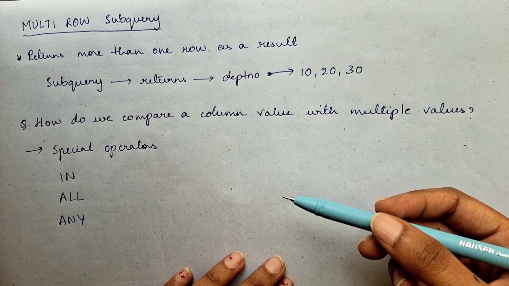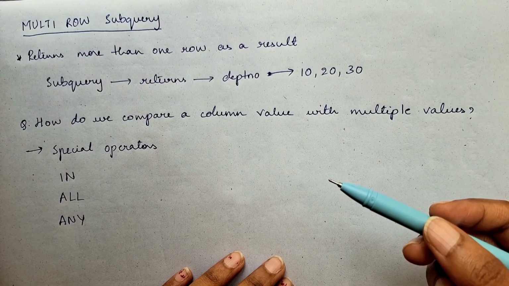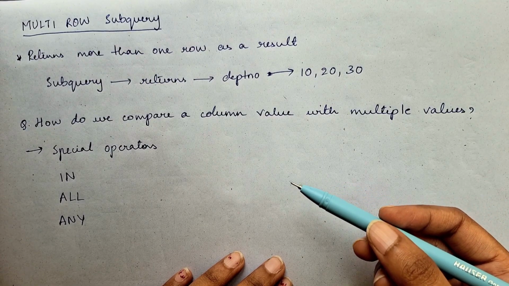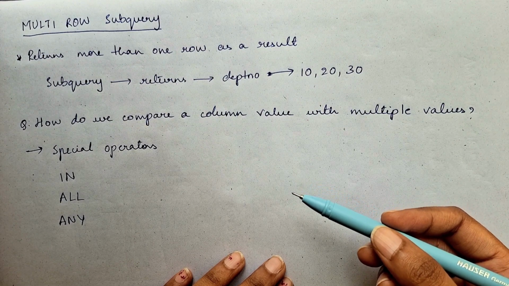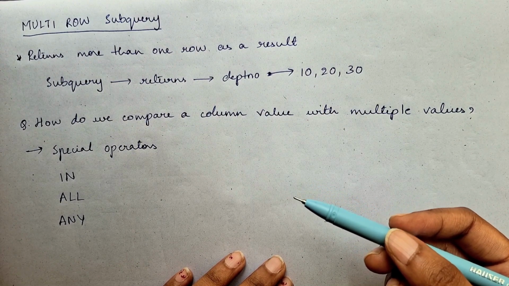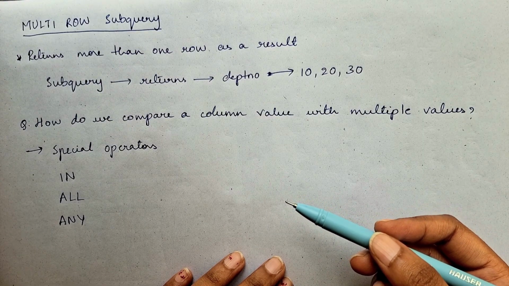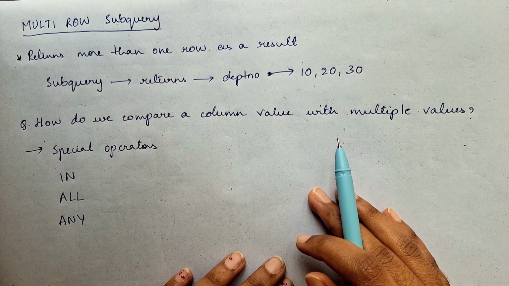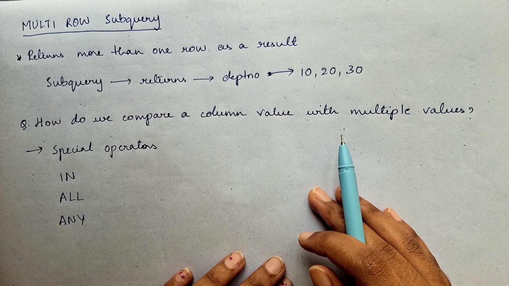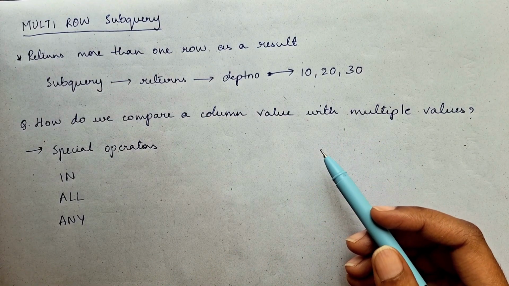A single row subquery returns only one value. Because it returns only one value, we can easily compare it using operators like equals, greater than, less than, greater than or equal to, less than or equal to, and even not equal to. For example, we can compare a column value with the single value returned by the subquery. But guys, in real world SQL queries, a subquery does not always return just one value. Sometimes it returns multiple rows of values, and that is exactly where multi-row subqueries come into the picture.